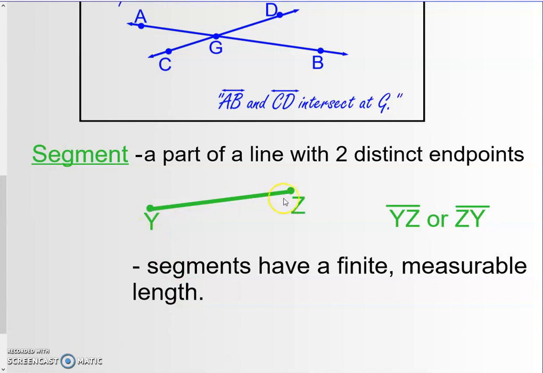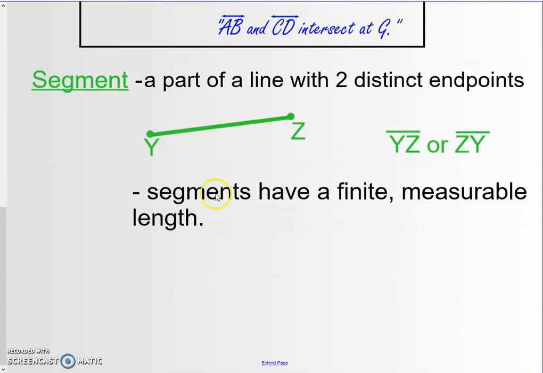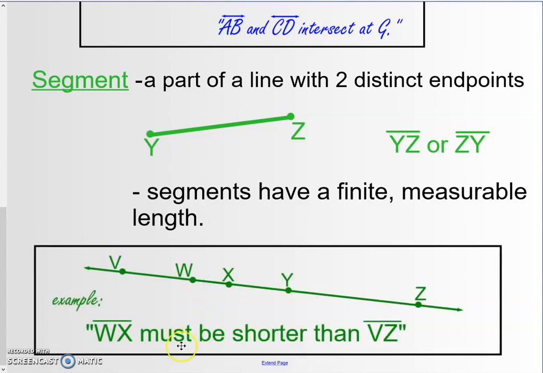So segments have a finite measurable length. I could talk about the length of segment YZ as being, I don't know, like 3 inches. I could never talk about the length of a line, but I could a segment. And so an example of where you might see segments written about in this class is I might say, oh, look at this picture. I might say segment WX, from W to X, must be shorter than segment VZ. That is clearly the case. WX is a part of VZ, so it's got to be shorter. And again, since these are segments, I can talk about length.